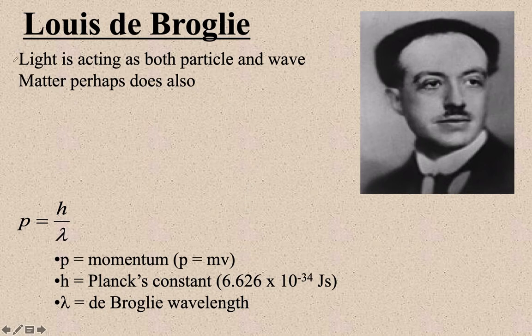Basically, what he postulates is that if light is acting as both a particle and a wave, maybe it's true that small particles like electrons or protons can also act as a particle and a wave. Heretofore, they've been thought of as just particles, but if we allow the possibility that it could be a wave, then this is how he projected that we would calculate the wavelength.